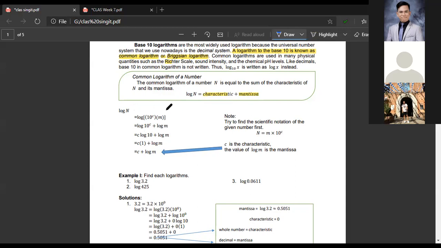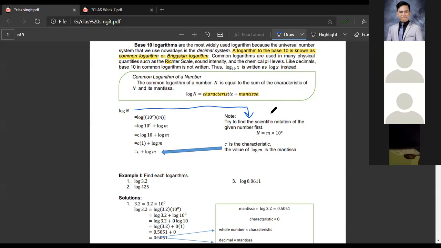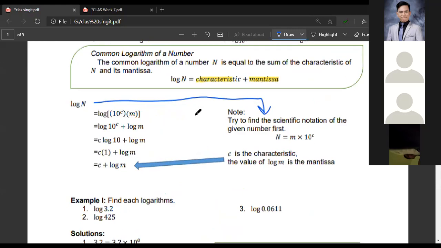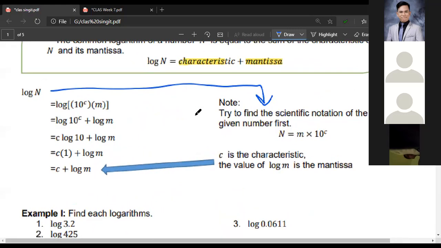Ngayon, class, ang una natin gagawin is to find its scientific notation. Di ba marunong na kayo mag-scientific notation? Ayun. O, gawa kayo ng scientific notation ngayon. So, try to find the scientific notation of the given number first. Ngayon po, isa-substitute natin siya doon sa n. Okay? Mamaya gagawin natin, don't worry. So, ayan. Substitute natin siya doon sa n. Wait lang, para makita niyo zoom natin. Ayan.